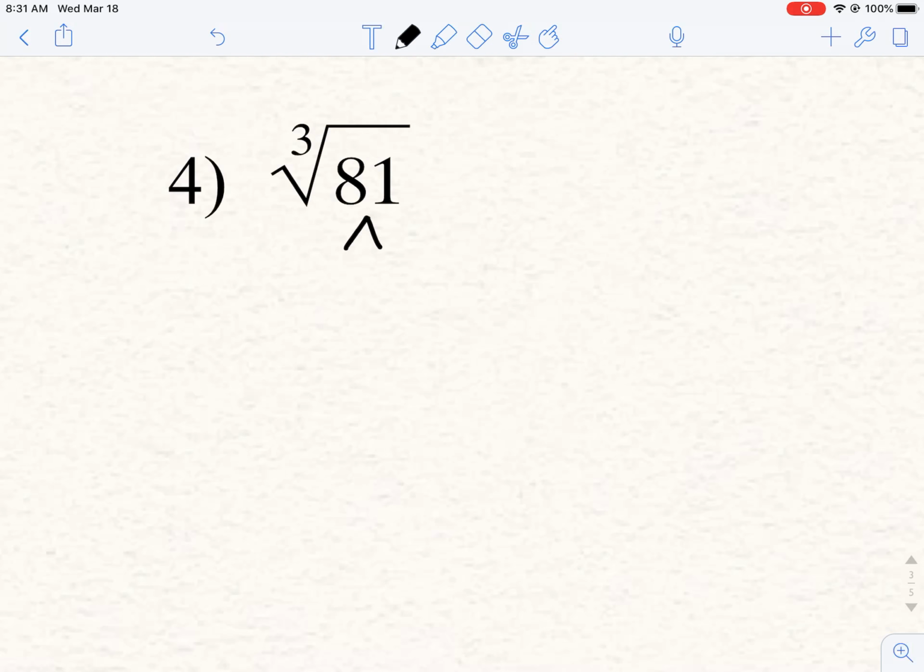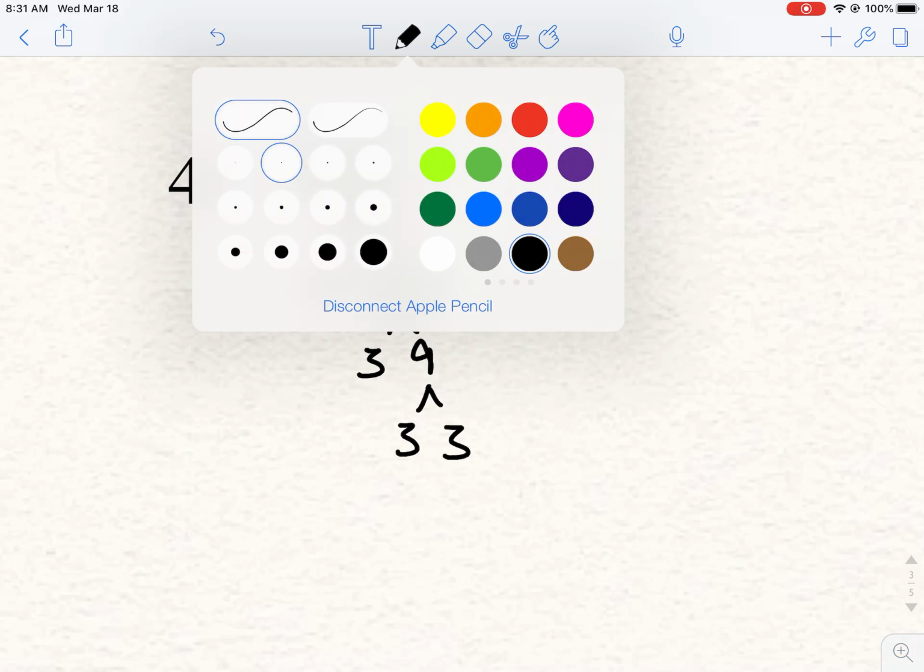So the cube root of 81, let's break this down. So 81 is actually divisible by 3. So I'm going to divide that by 3 and get 27. And then 27 is divisible by 3 as well. That's 3 and 9. And then 9 is 3 and 3.